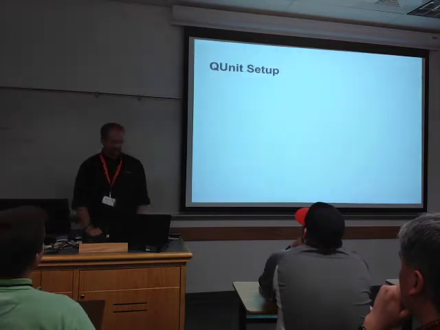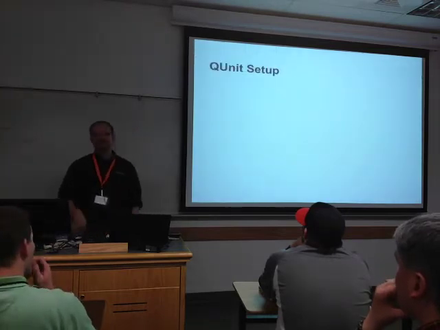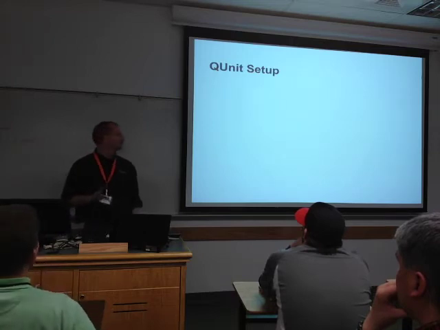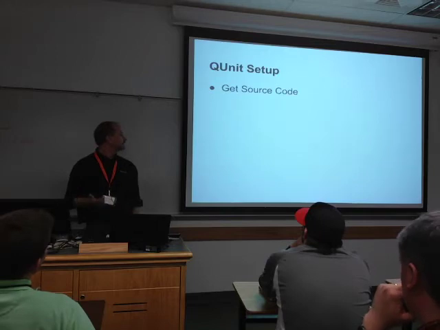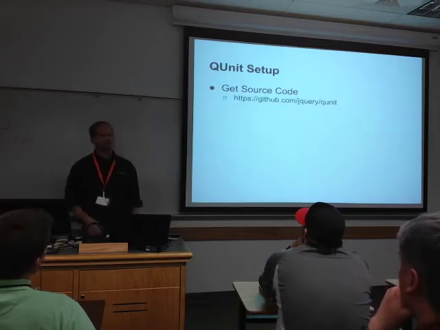All right, so let's talk about setting up QUnit. So I'm just going to go over this briefly because this course is not about how to set up QUnit. So if we want to set up QUnit, the first thing we ought to do is get the source code. You just go out to this URL or you just Google QUnit and download it. It's a zip file and it's got a lot of stuff in it, some add-ons, some themes for look and feel.